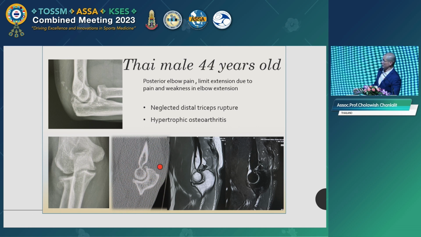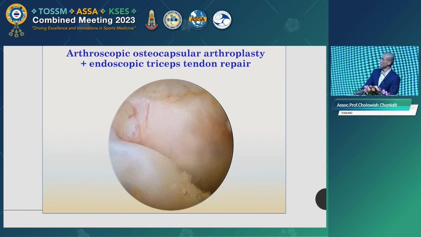This one shows some bony impingement and also a fracture. This fracture is not united. It will cause a painful nonunion and cause bony impingement. And you will see that the triceps tendon is floppy and also has lost its footprint insertion. So what will you do? They have two problems and present with posterior elbow pain.